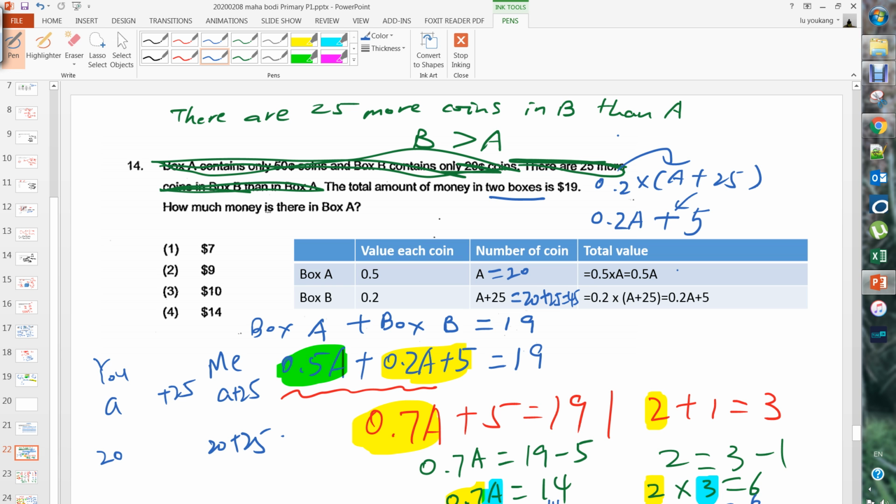So what do they ask? How much money is there in box A? Which is this one, right? So 0.5 times A. So 0.5 times 20 is? Yeah, that's the answer. Then if they ask what's the number of coins in A? 20. What's the number of coins in B?